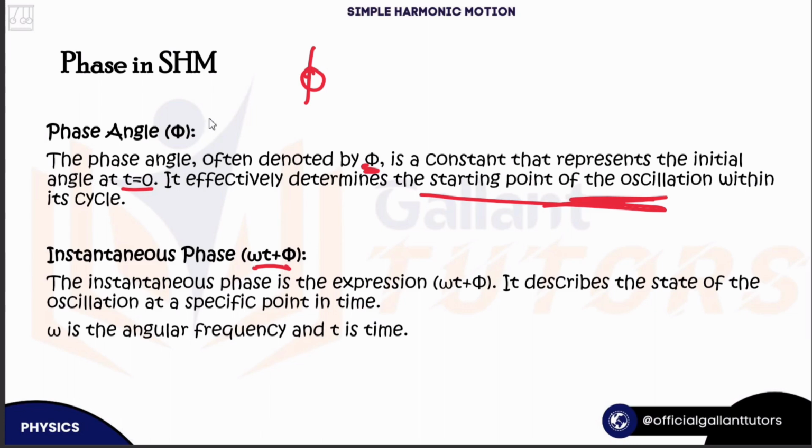Now, what you have to know is that the phase angle is actually the value at t equal to 0. Clear? It determines the starting point of the oscillation.